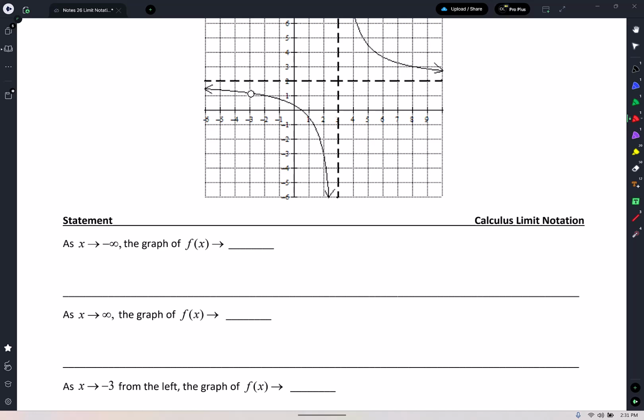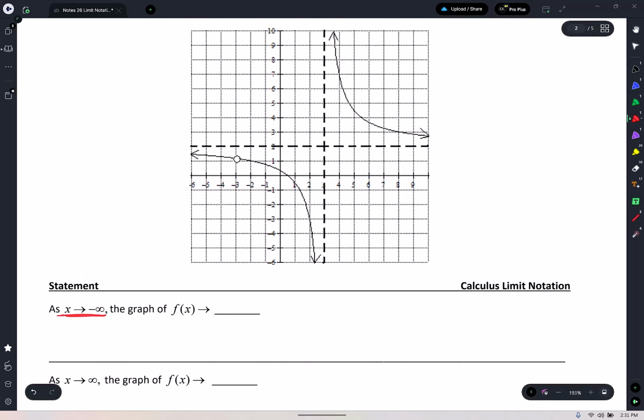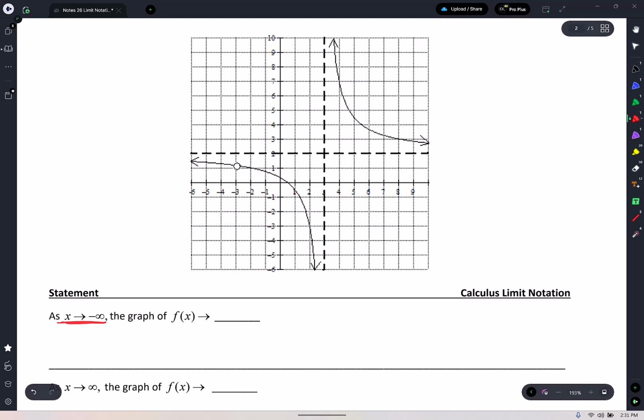Hopefully you've seen this notation before. This means as x approaches negative infinity. So that's that same graph. As x approaches negative infinity, look at this value right there. I'm going negative infinity, and f of x is approaching a specific number. F of x is the y value. What y value am I approaching as x approaches negative infinity? 2. Put in 2 right there.